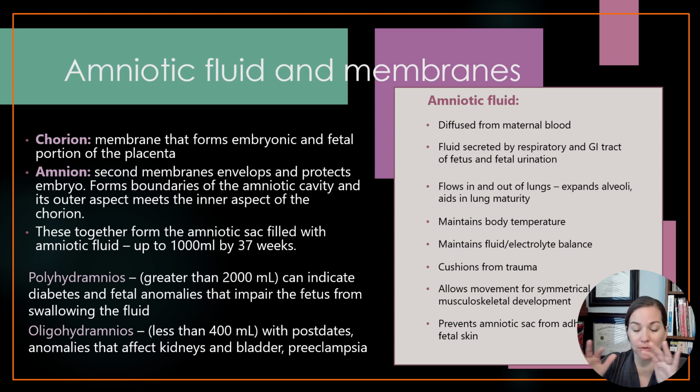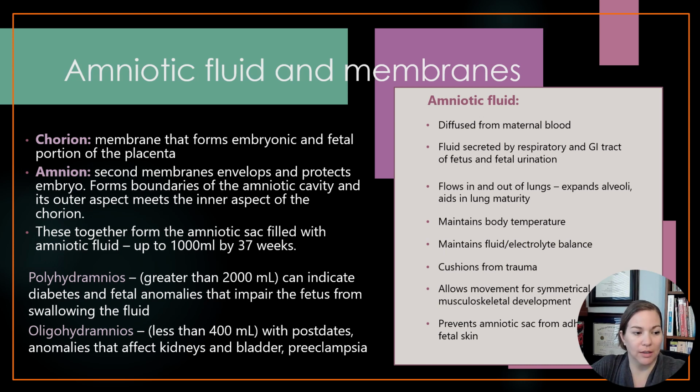This is what forms the boundaries of the amniotic cavity, and it really meets and butts up against the chorion. So these two membranes together make up the amniotic sac, and this is what fills with amniotic fluid. 1,000 milliliters by 37 weeks, sorry, milliliters. But there's a variation of this, of course, and there can be complications with it.